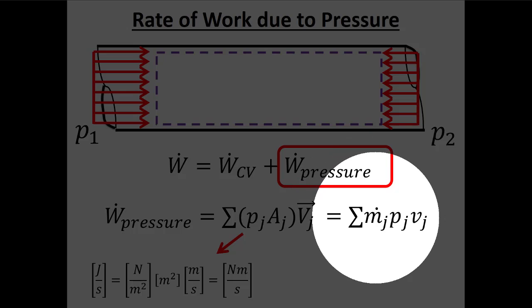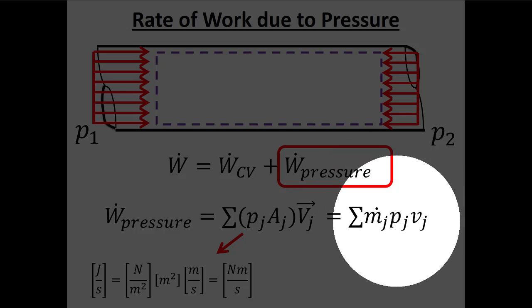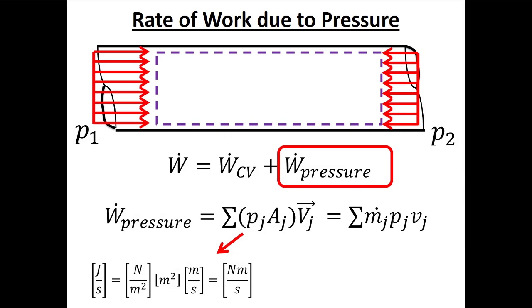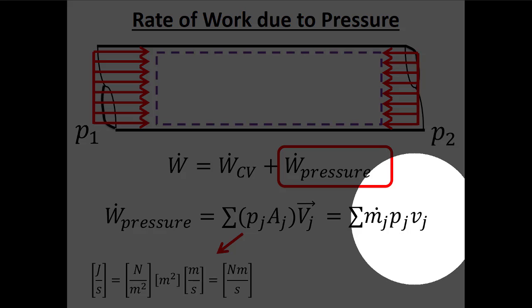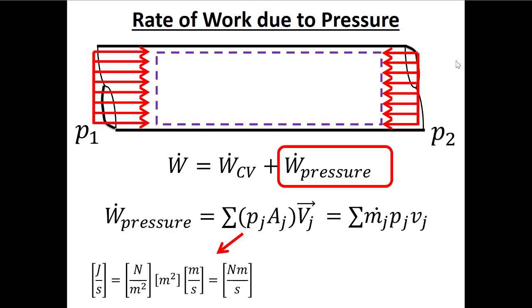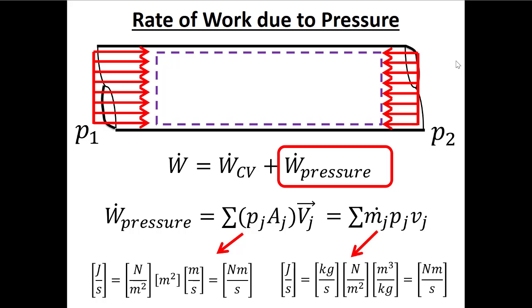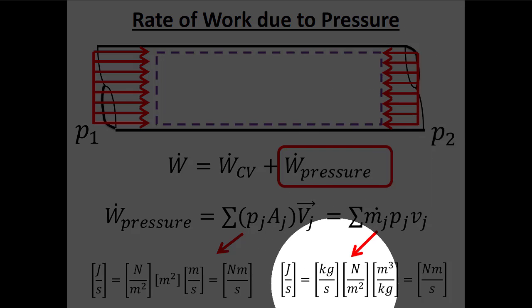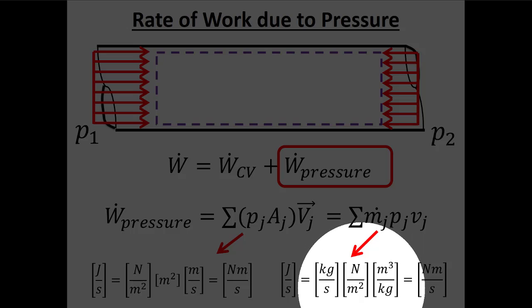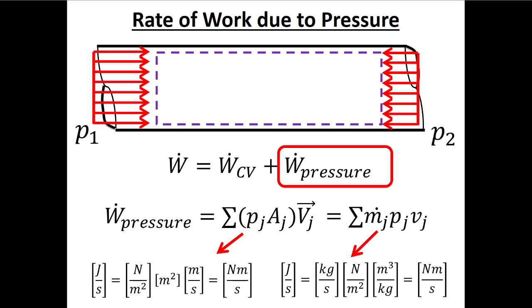So here, what we can do, we can rewrite this equation as the mass flow rate at the inlet or the outlet times the pressure times the specific volume of the fluid at the inlet and outlet. And this is nice because now this is a function of the mass flow rate and two independent intensive properties, right? Again, we want to be a little bit skeptical here so we can check the units, right? Kilograms per second, that's mass flow rate. Newtons per meter squared, that's pressure. Meters cubed per kilogram, that's specific volume. So the kilograms are going to cancel out. Meters cubed divided by meters squared gives me meters.